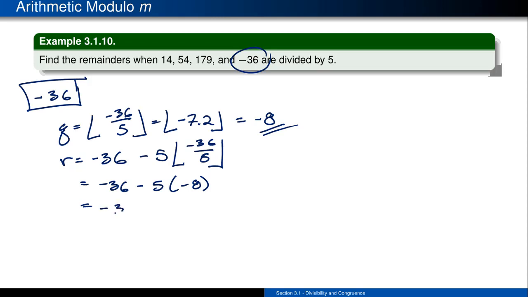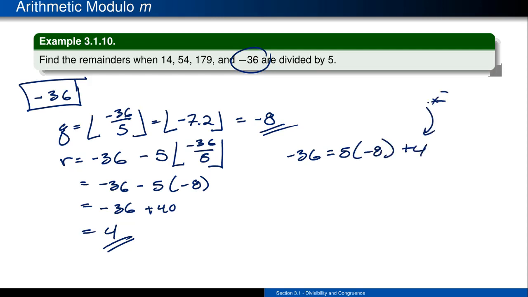And at the end of the day, this is negative 36 plus 40, which is going to kick out a 4, which is what I thought it was supposed to do. The idea is that negative 36 is going to spit out a 5 times a negative 8 plus a 4. So my remainder in this case is this 4.